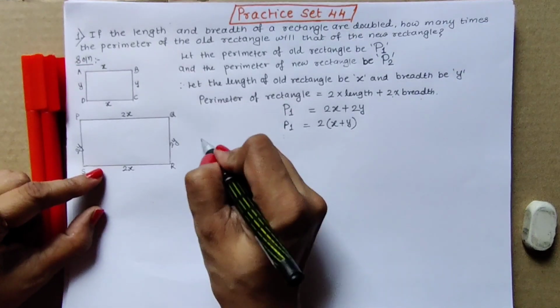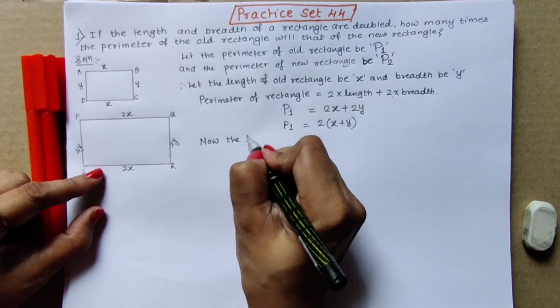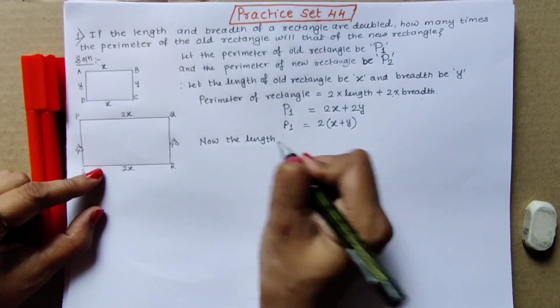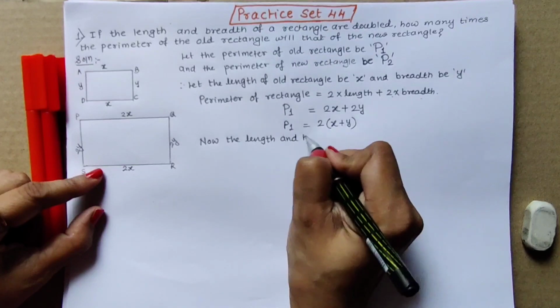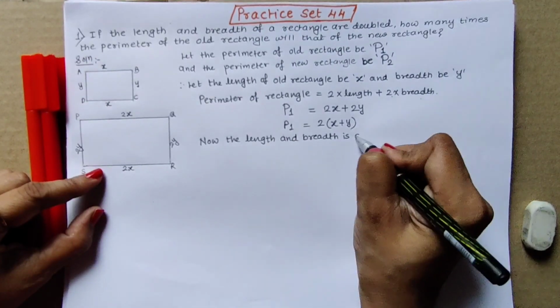Now what happened? The length and breadth is doubled.